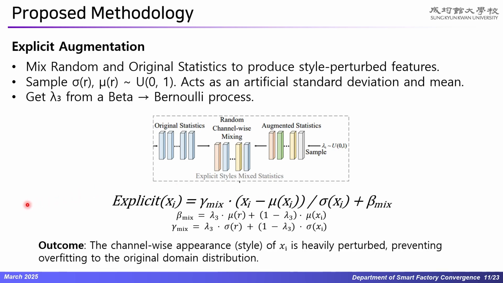Basically, the more lambda is towards 1, the higher the artificial perturbations are. And the more lambda is towards 0, the lower the artificial perturbations are, such that the normalization depends only on the original feature statistics. The channel-wise appearance of x_i is then heavily perturbed with these mixed features, preventing overfitting to the original domain distribution, which again is our goal. It forces the model to learn domain invariant features due to the mixed feature statistics, which incorporate the artificial mean and standard deviations.